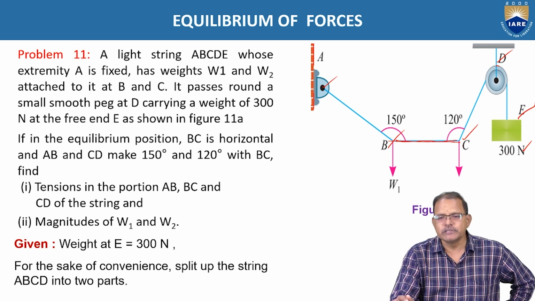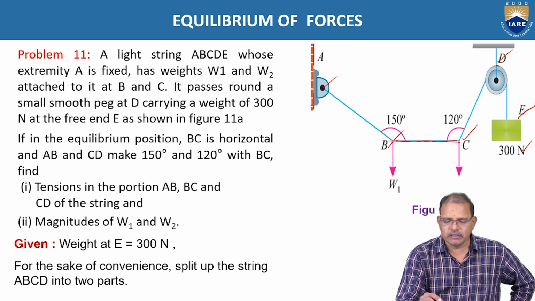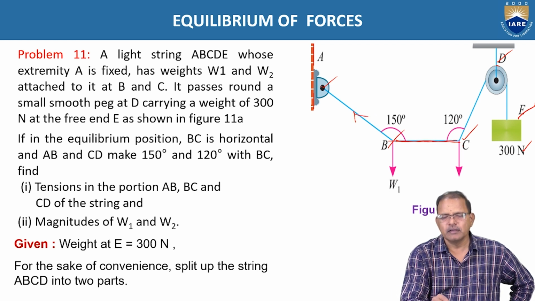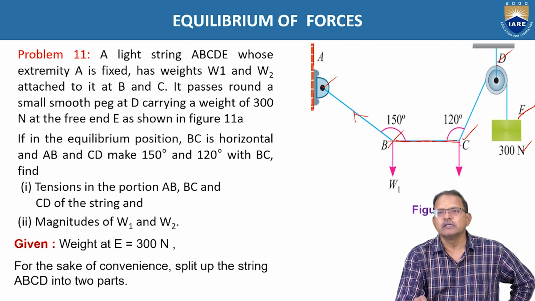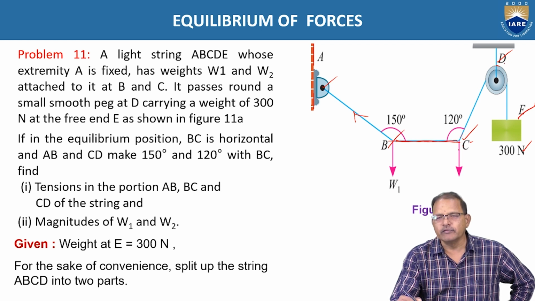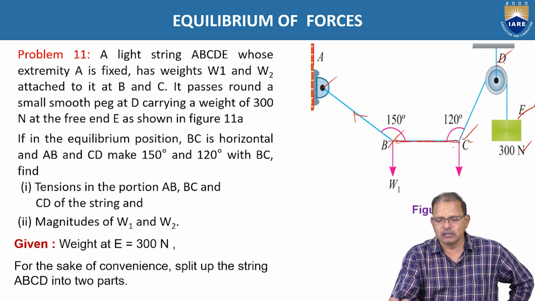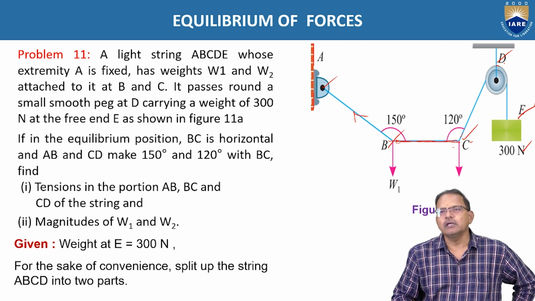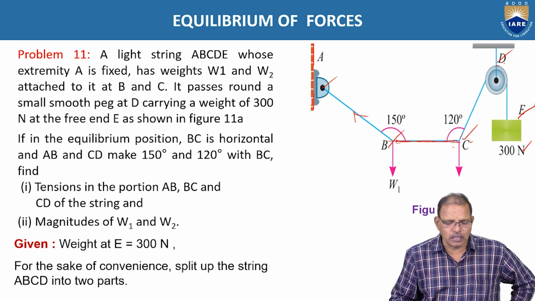Now, when we are using Lami's principle, consider the forces acting at point B and determine the values of tension in the strings AB as well as BC. Similarly, again consider the point C. Again it is in equilibrium under the forces: the tension in CD, the weight W2, as well as BC as shown in the figure. Now we determine the tension in the string according to Lami's principle.